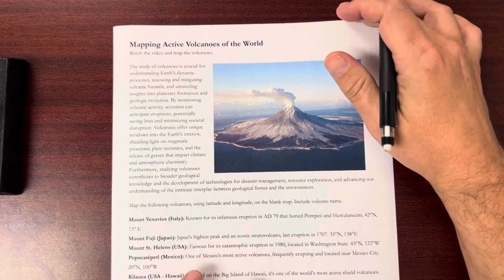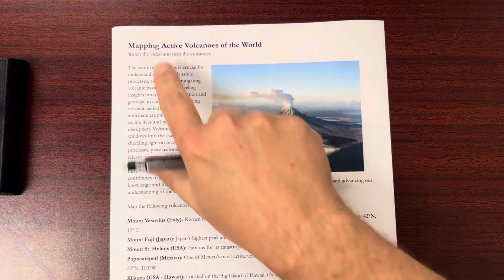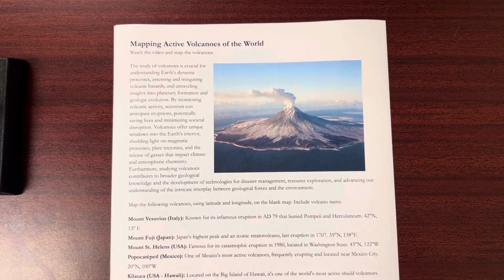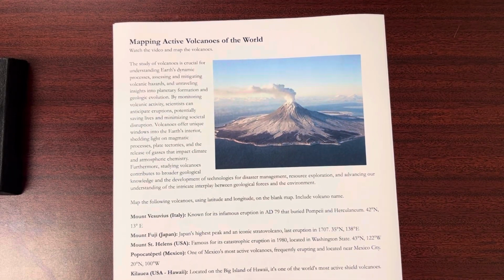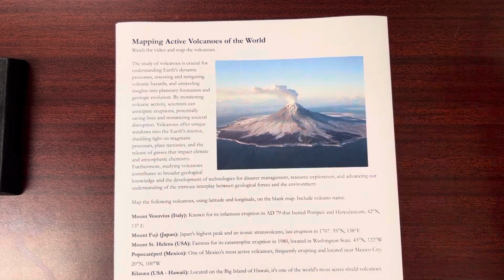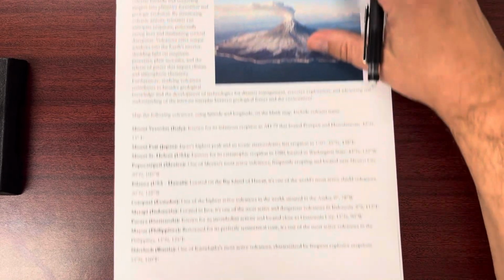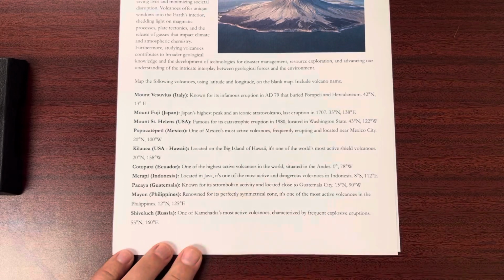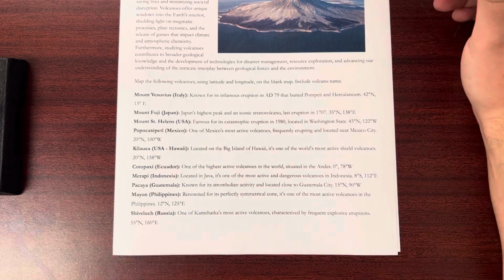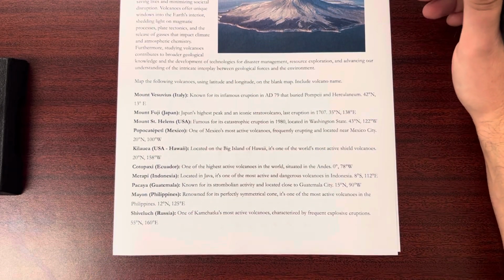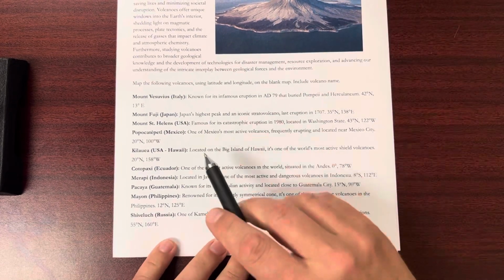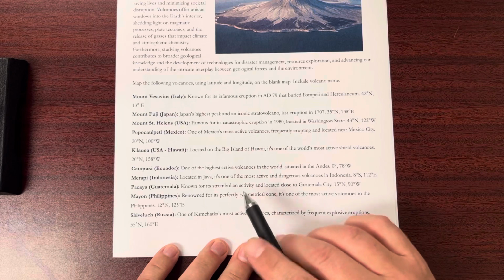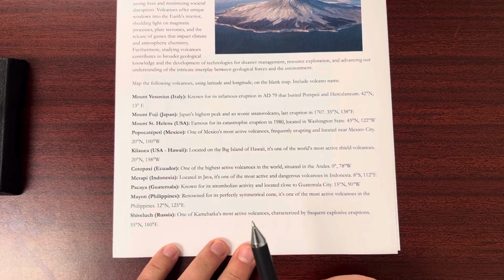Hello, I'm going to go over this activity, mapping active volcanoes of the world. And the first part here talks a little bit about why we study volcanoes, what we can learn from volcanoes. And then there is a list. And this list has 10 active volcanoes around the world. Some of you may have heard of, some may be new to you. It gives a little description of each one, a little kind of like fact about each one.